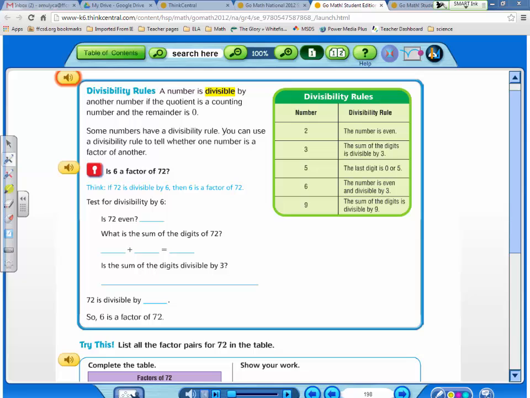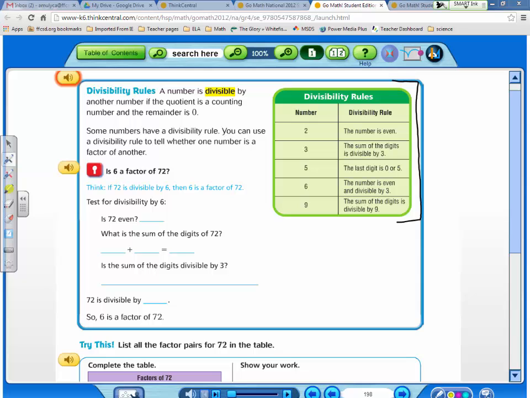Today's lesson focuses around determining divisibility. What we're really looking for is to see if another number is a factor of a number. When I say it's divisible by or it's a factor of, it means when I divide by this number, it comes out evenly and there is no remainder. We are going to focus on these divisibility rules.